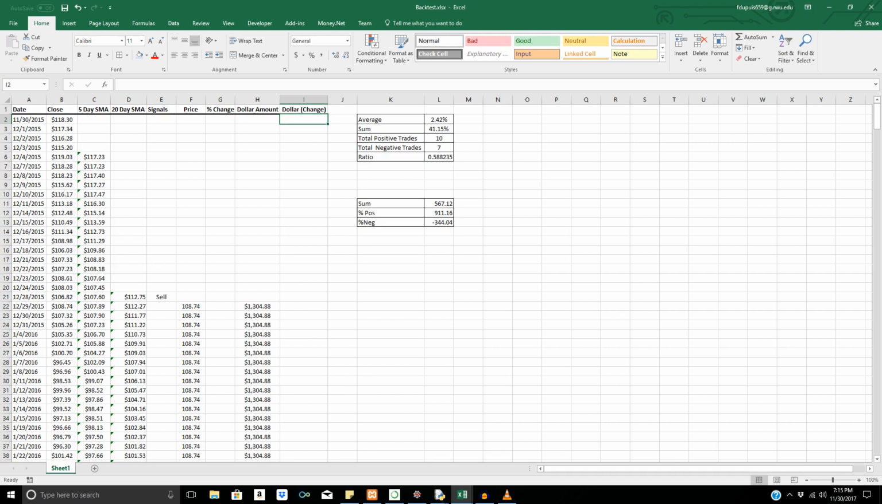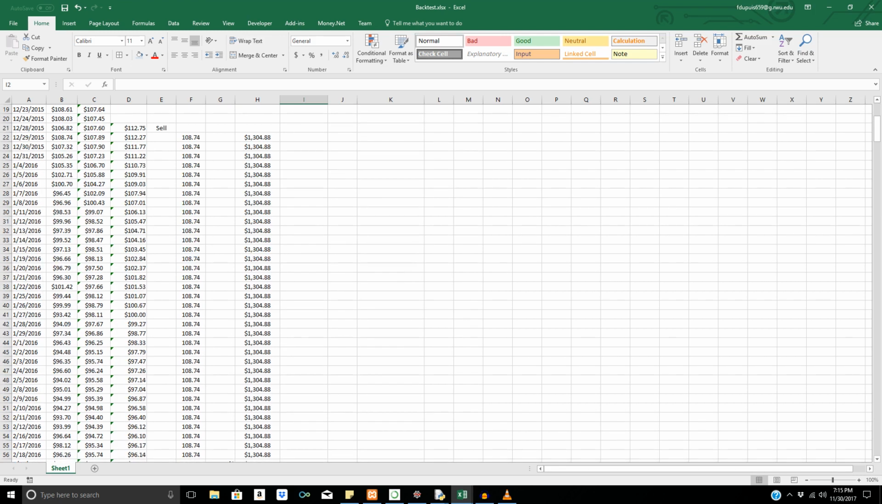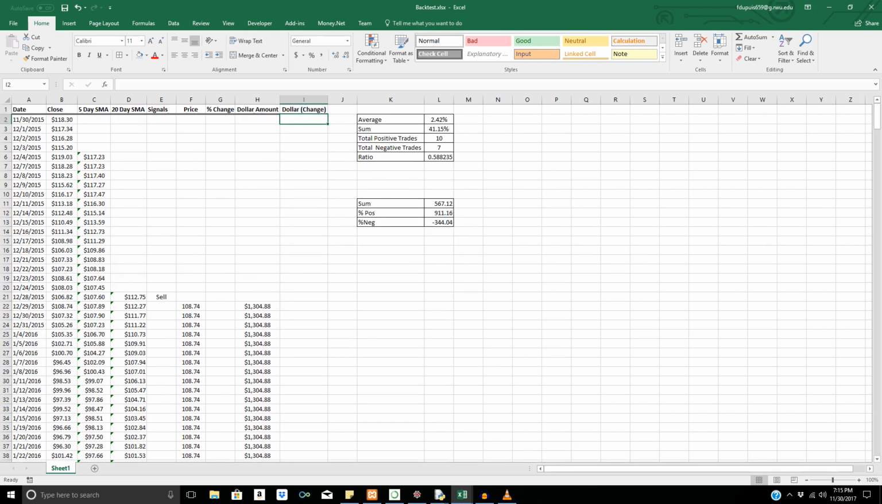So yeah, we can actually calculate how much profit we would have made off this strategy, given that we bought 12 shares every single time, or sold for that matter. So yeah, we can get pretty granular with this as well. We can do this on minute by minute data, and it would probably be more suited for that. But this has just been an introduction to backtesting.